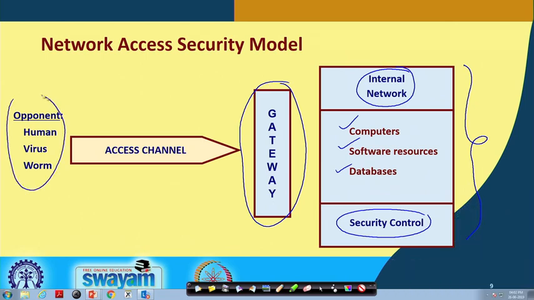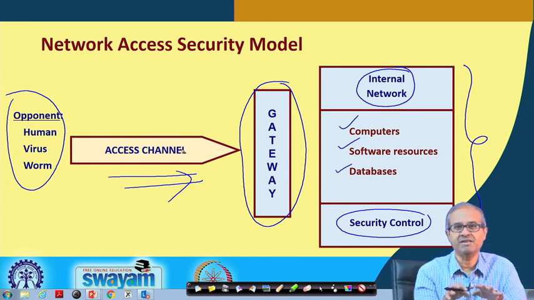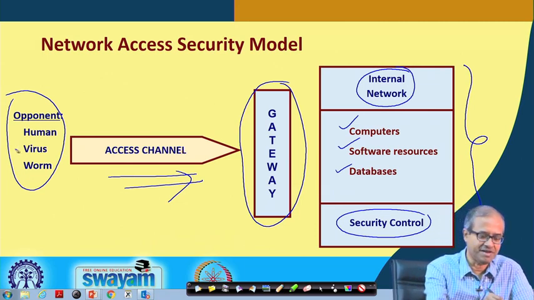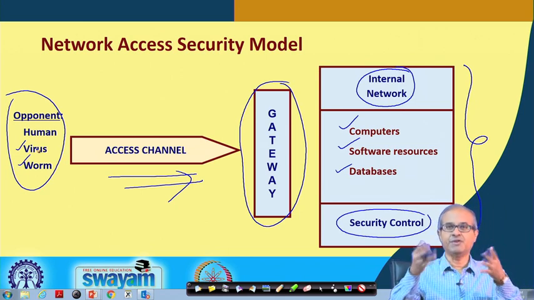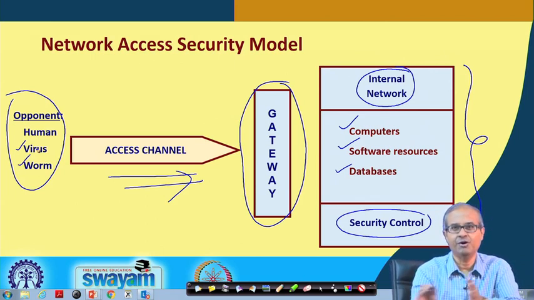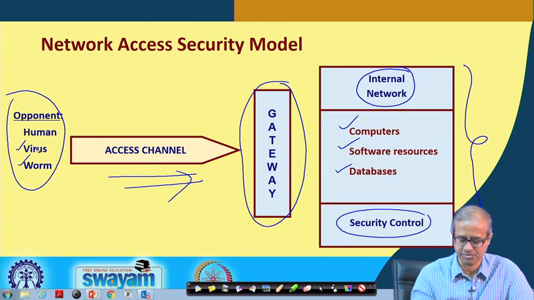There are some opponents which are trying to attack your network via the internet, we are calling it the access channel. Now, these opponents can be human beings, but nowadays these attacks have become very sophisticated, they are software generated. Some person need not sit at a computer and mount an attack. There will be some viruses or worms or automatic software that will be mounting these attacks in an automated way, and it will be much faster and much more lethal. So, this is the general model of attacking an organizational network that we are talking about.